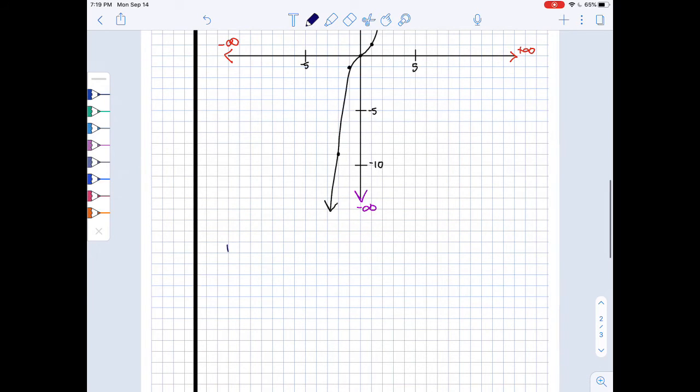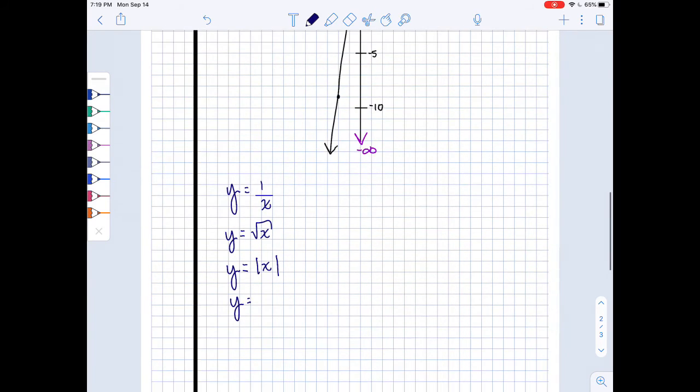So I'm going to have you do the same thing for y equals 1 over x, y equals square root of x, y equals the absolute value of x, and y equals, you can pick any number. You can say 2 to the power of x or y equals 3 to the power of x. The base should be good enough for you guys to get an idea. So please sketch the graph, write the domain, the range, and any special points or asymptotes that you may find.